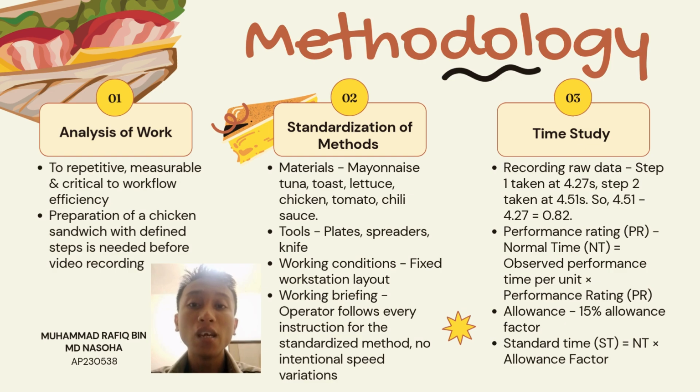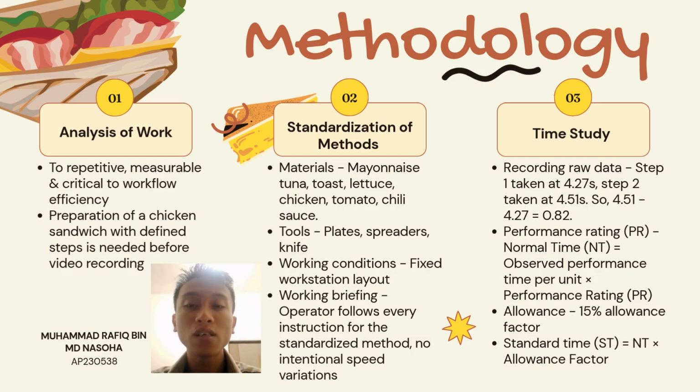Finally, we conduct the time study itself. Here we record the raw timing data. For example, if step 1 ends at 4.27 seconds and step 2 ends at 4.5 seconds, the time taken for the step would be 0.82 seconds. We then calculate the normal time, NT, by multiplying the observed time by the performance rating, PR, which reflects the worker efficiency.